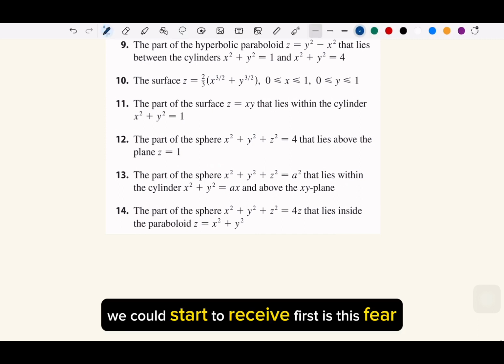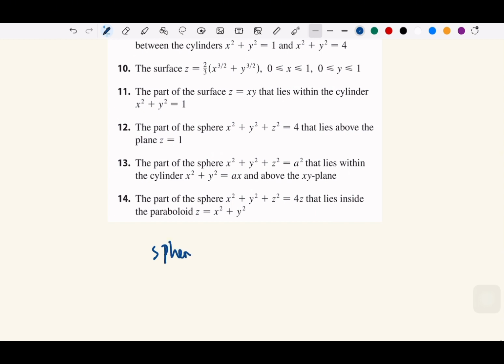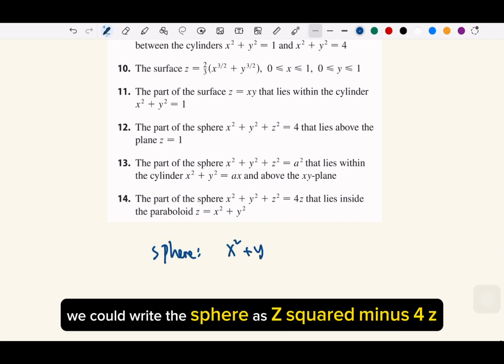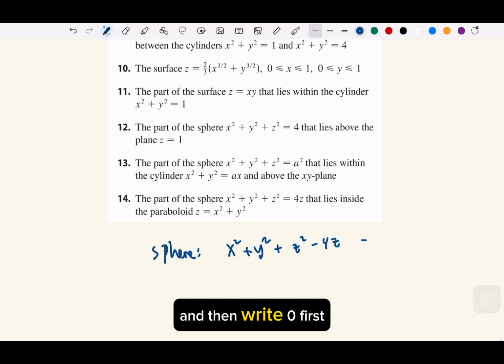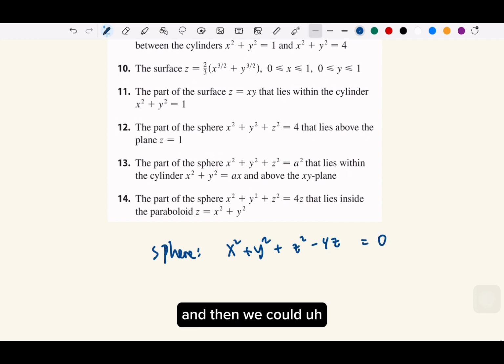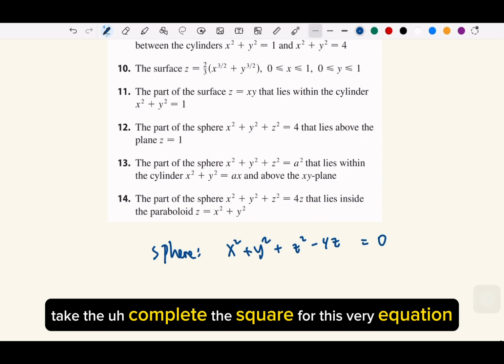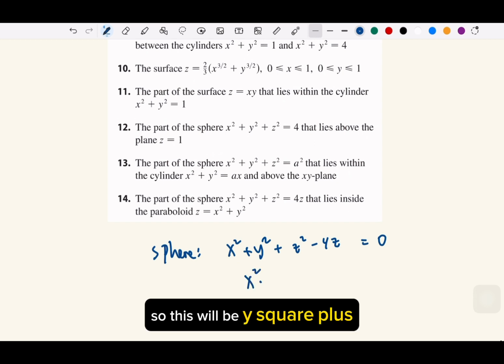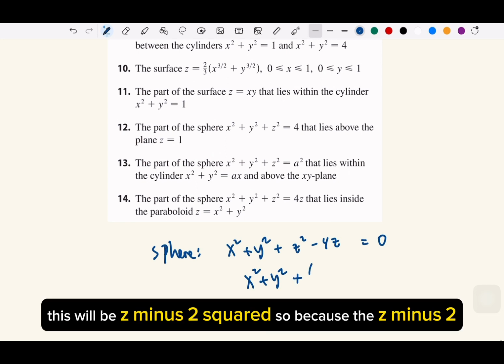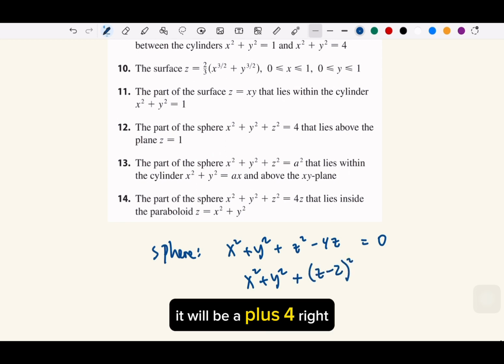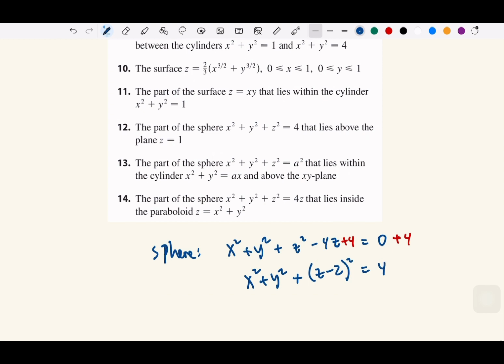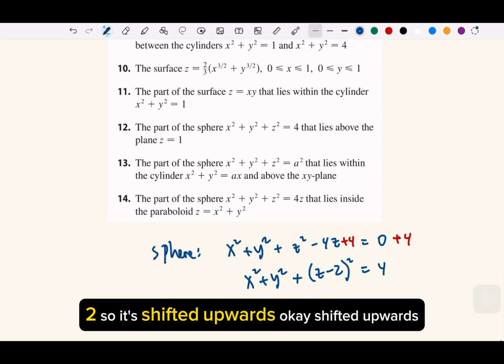We could start to see, first is the sphere. We could write the sphere as z squared minus 4z, and then write 0 first. And then we could complete the square for the sphere equation. So this will be x squared plus y squared plus z minus 2 squared, because this z minus 2, it will be a plus 4, right? So plus 4, plus 4. So we have this equal to 4. So this is a sphere with radius 2, and the center will be 0, 0, 2. So it's shifted upwards, okay? Shifted upwards.